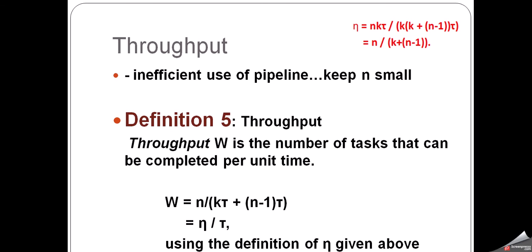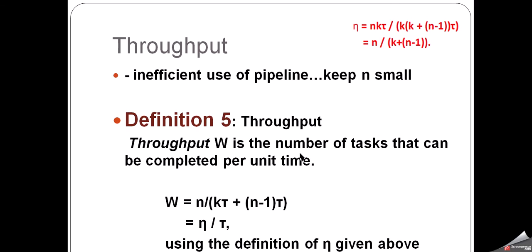So throughput, and the idea is that it's inefficient. It's a very inefficient use of the pipeline if n is small. So I'm just going to give you one final definition, you'll be glad to hear, of throughput. Okay, so definition, 5th definition I've given you.